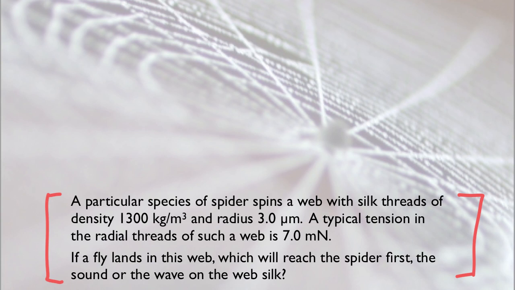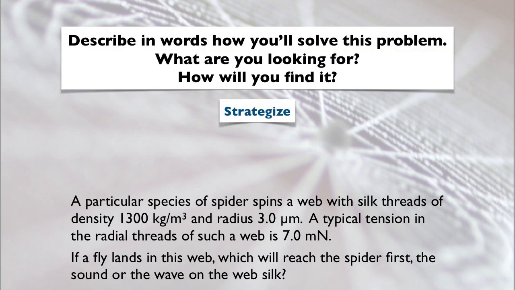Okay, now here's what I want you to do first on this problem. This is the kind of thing you should be doing in general. Now, for our strategize step, I want you to just pause for a second and describe in words how you will solve this problem. What are you looking for and how will you find it? So just pause for a second. Think about that. Pause the video. Think about what you're going to do. Then we'll talk.